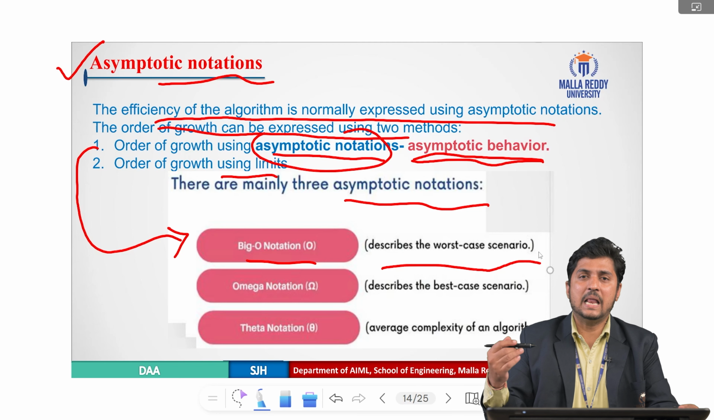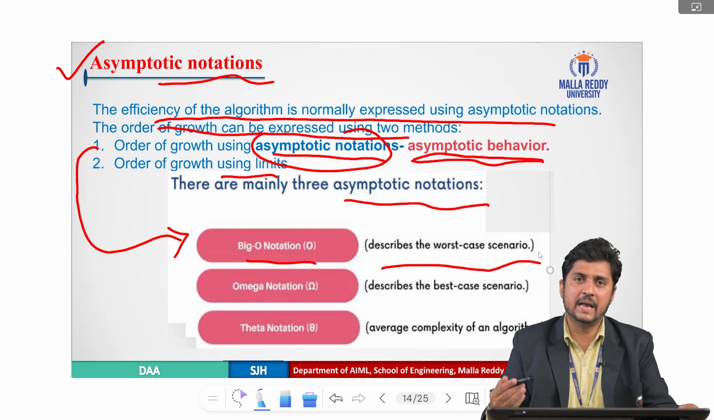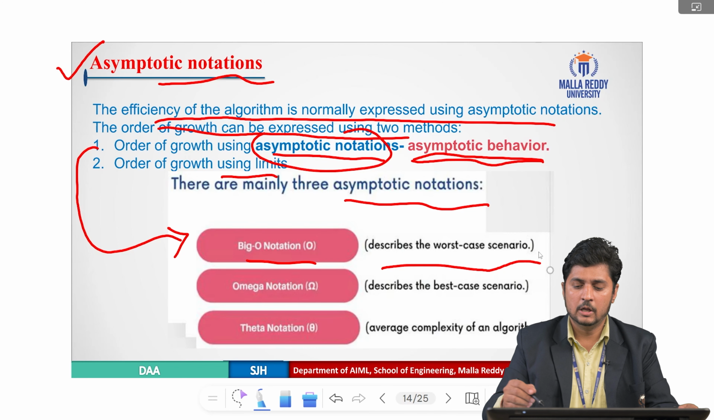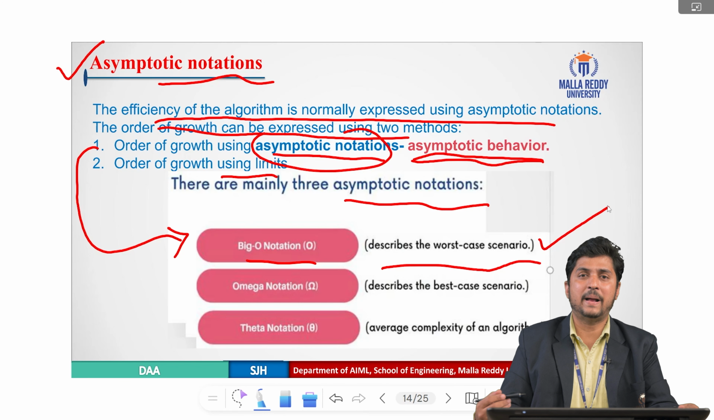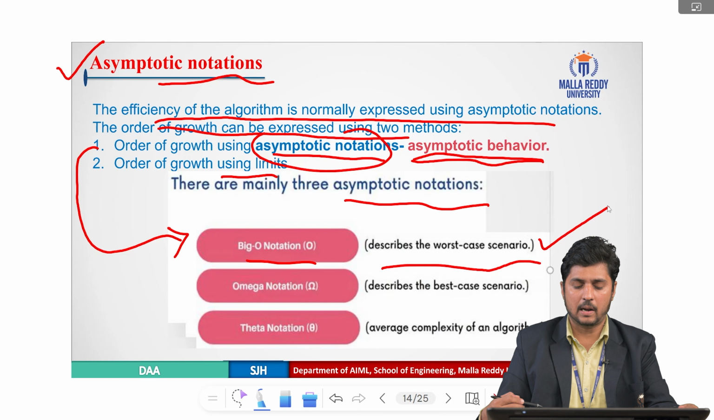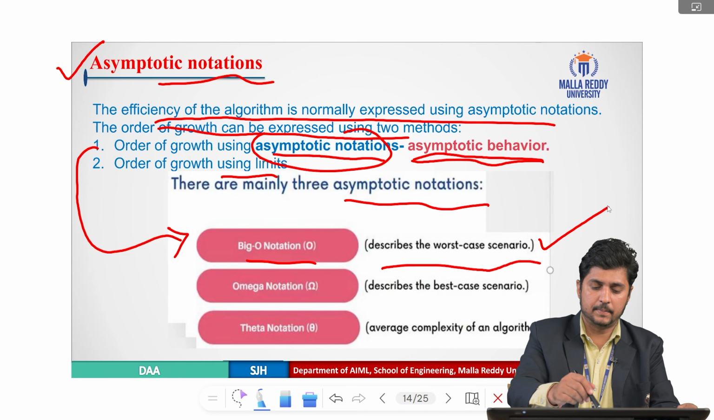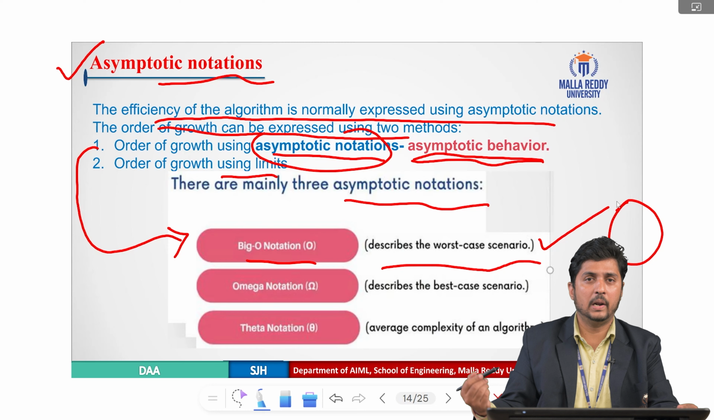That is, in our linear search, the search element may be present, may not be present, or it may be present at the last index value. So that is all with respect to big O notation, the worst case or maximum amount of time consumed by our algorithm. So we call it a big O notation, and it is represented with the letter O.